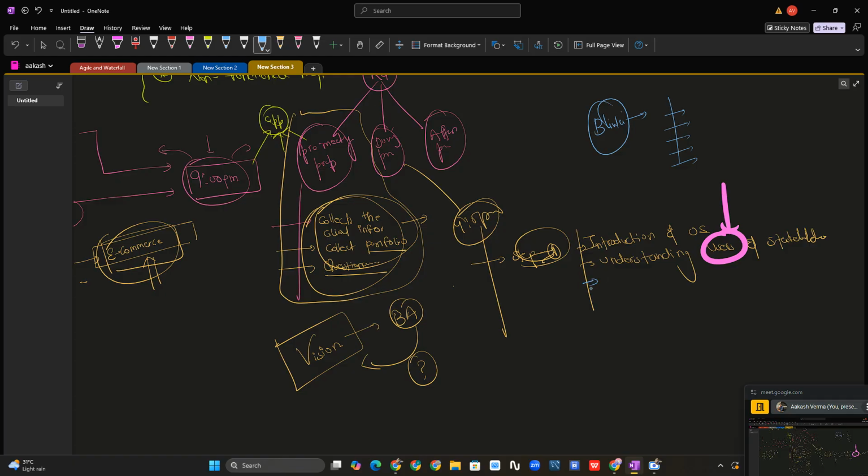Point number 3 is a very important point, that is FR. FR is functional requirement: what the system must do. This is the major thing. On the basis of these FRs, you will create the scope document. The scope document is created on the functional requirement document, keep that in mind. The cost estimation and everything will also be based on this.